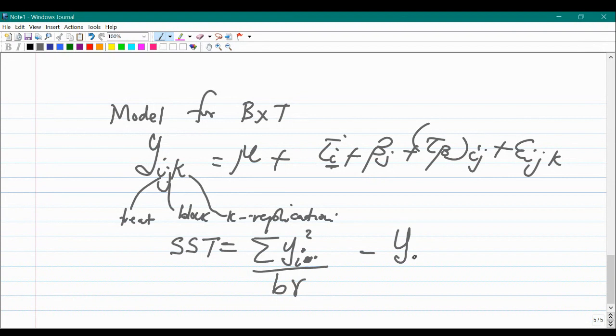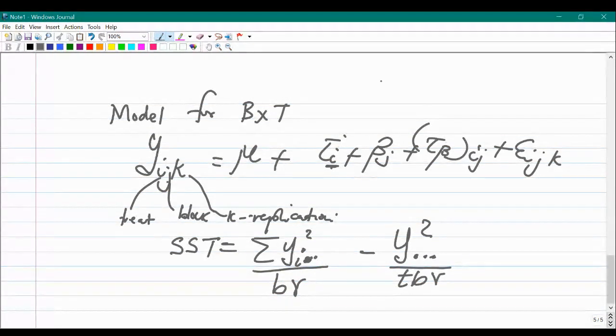So usually when you write the formula for SST, you say Y dot dot dot squared. You're going to divide by what? N. No, let's split that N. N is given by what? The first dot represents what? T. The second dot represents what? B. The third dot represents what? R. You see, Mr. Mabunda, how we get these things?